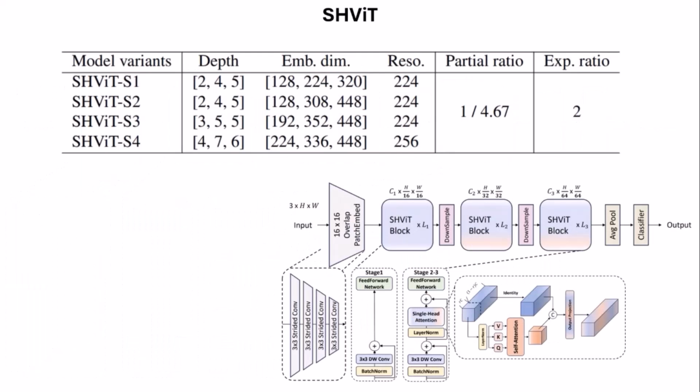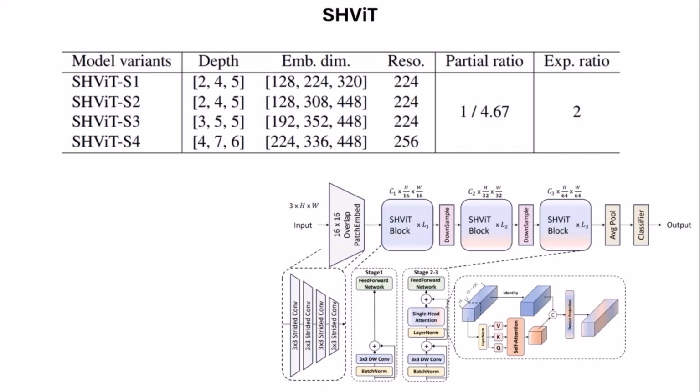And then they proposed 4 different variants. You see that the difference between the variants is the number of blocks that they use for each stage, and also the number of channels. As we go from S1 to S4, I have more channels, and I also have more resolution: instead of 224, I have 256. For all the variants, they use R to be 1 divided by 4.67, around 20%. And also the expansion ratio is 2. That means in the feed-forward network, denoted by these green ones here, it uses an MLP that multiplies the number of channels by 2.